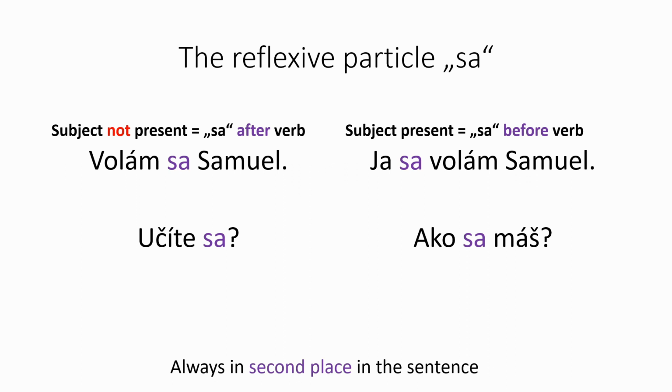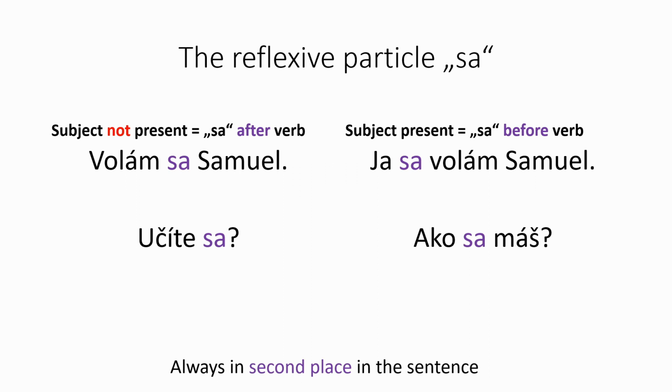Now let's go over the second case, where the subject is present, and that is when the sa will be before the verb. Now, same sentence as we had, volám sa Samuel, the sa being after the verb. When we add the subject back, when we choose not to omit it, you'll notice that ja sa volám Samuel, the sa comes before the verb. It's the same sentence, however, without the subject being omitted. It is more Slovak, more native, to omit the subject. However, this is a perfectly correct sentence.